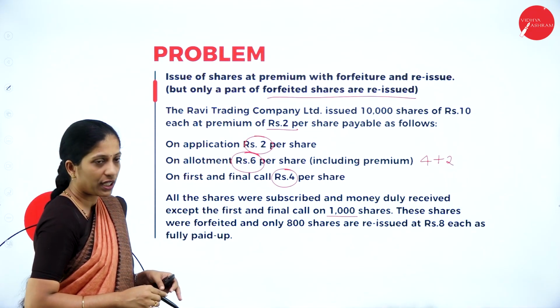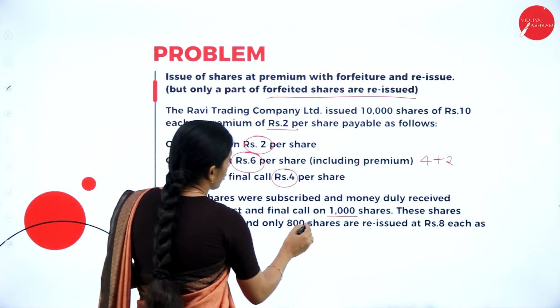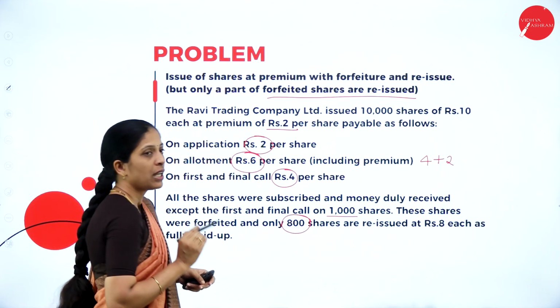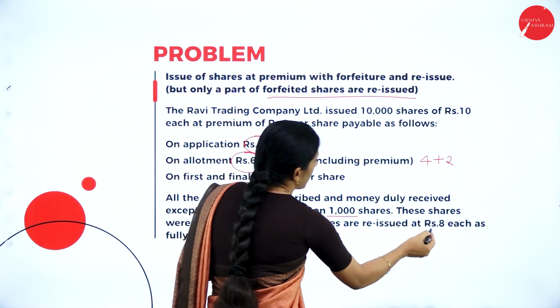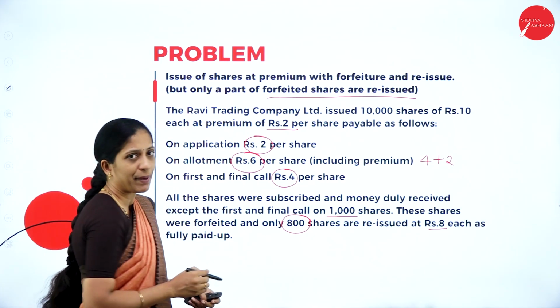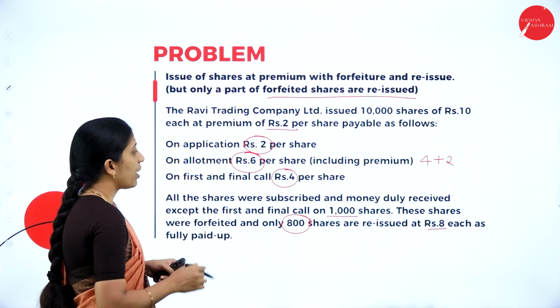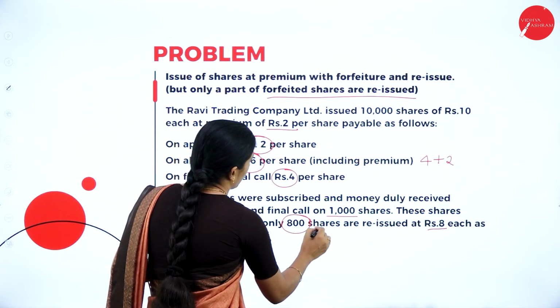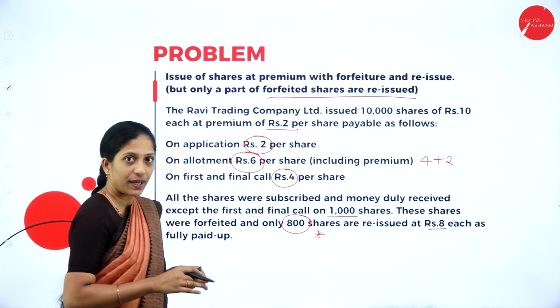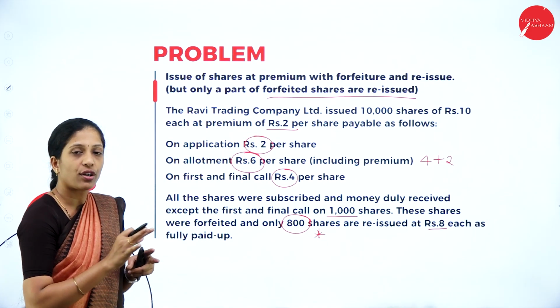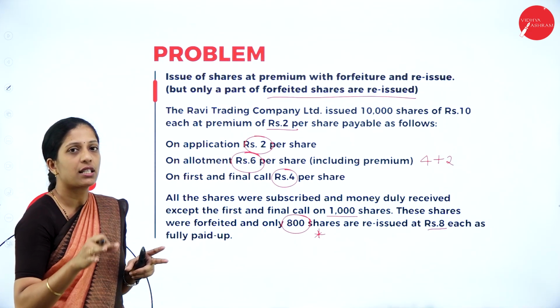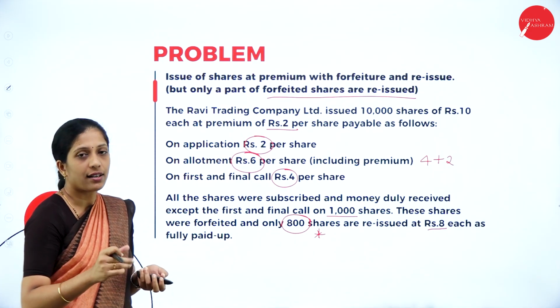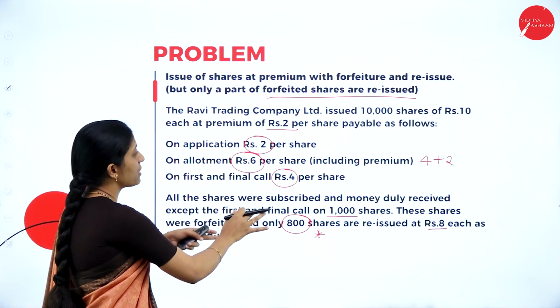These shares were forfeited and only 800 shares we are going to reissue, reissue at rupees 8 each as fully paid up. Now what happens, this is a different kind of situation. 1000 shares we have forfeited, but we are not going to reissue all the 1000 shares. We are going to reissue only 800 shares. So only this much difference you have.